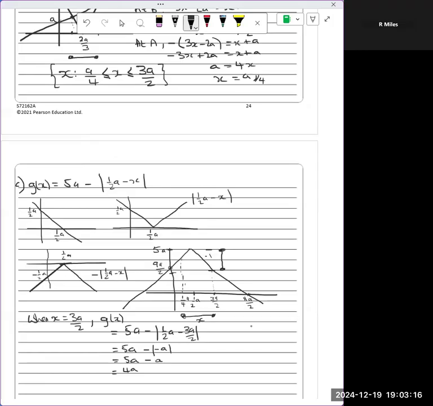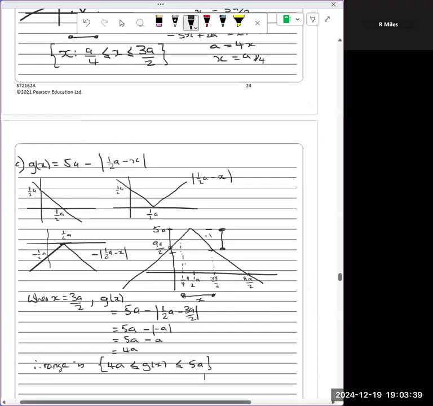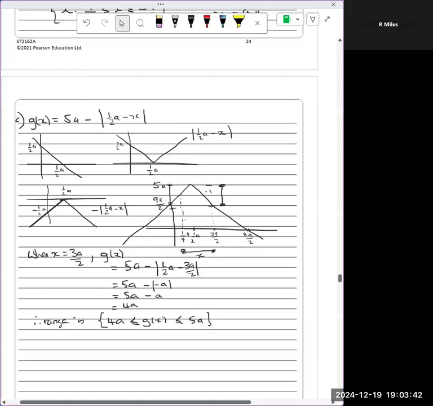So that is the lower limit. We know the upper limit already. Therefore, the range is 4a less than or equal to g of x, which is less than or equal to 5a. I'm just going to quickly check to see if that's correct. Yes, it is. Okay, that is the right answer.